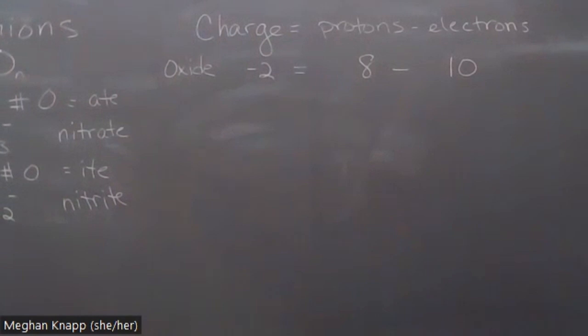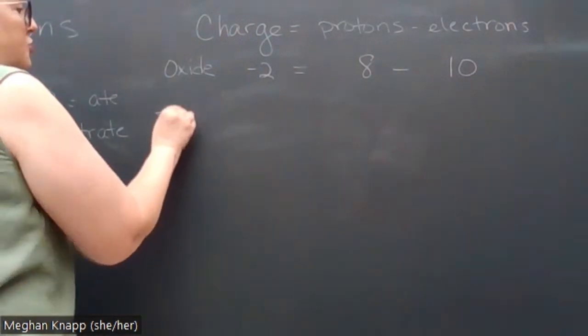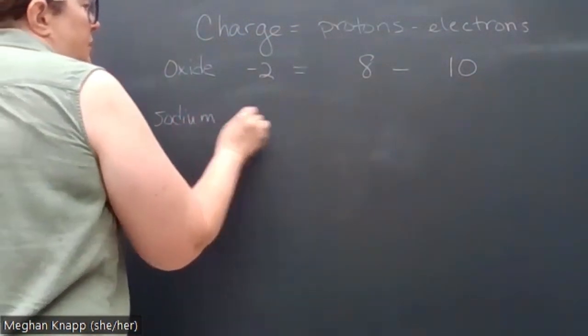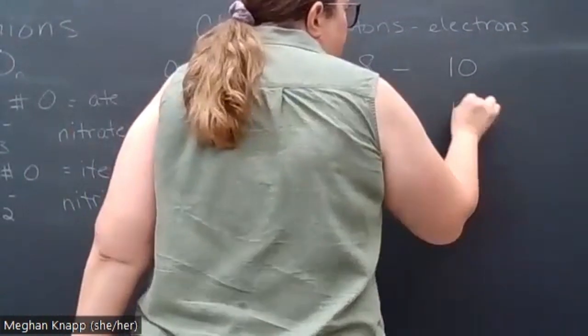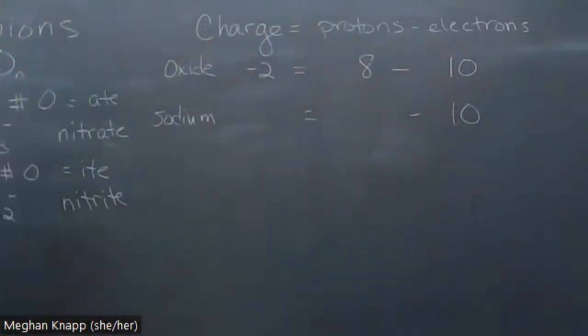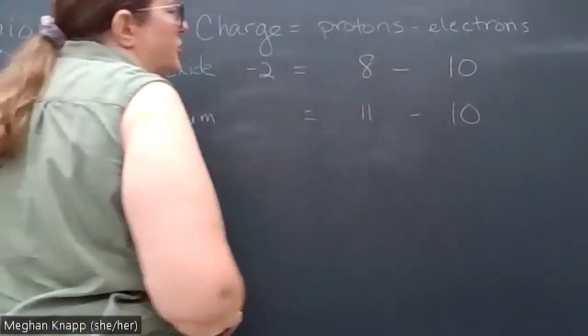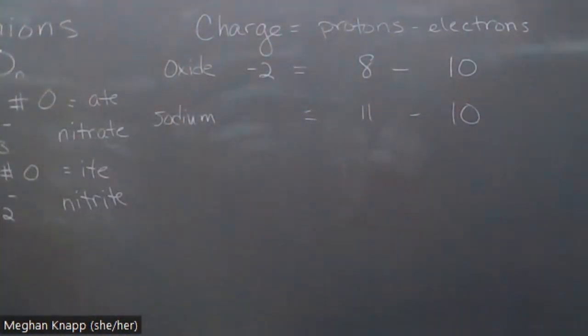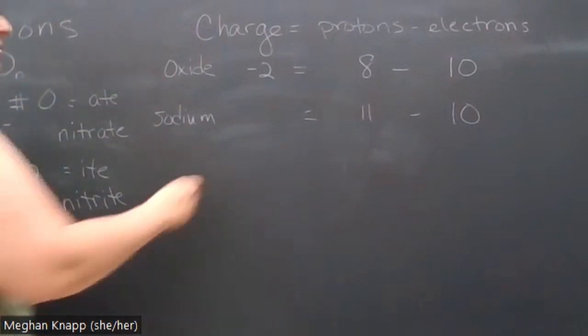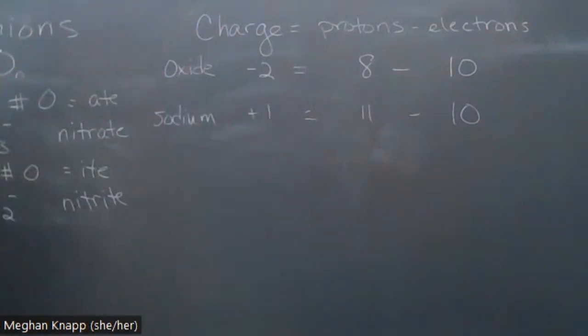Okay. What about sodium? Sodium also commonly has 10 electrons. How many protons does sodium have? 11. Okay. And remember, you guys do have periodic tables on your desk, so if it's too small to see up here, you can always look up there. All right, so 11 minus 10 is 1. So sodium commonly has a +1 charge.